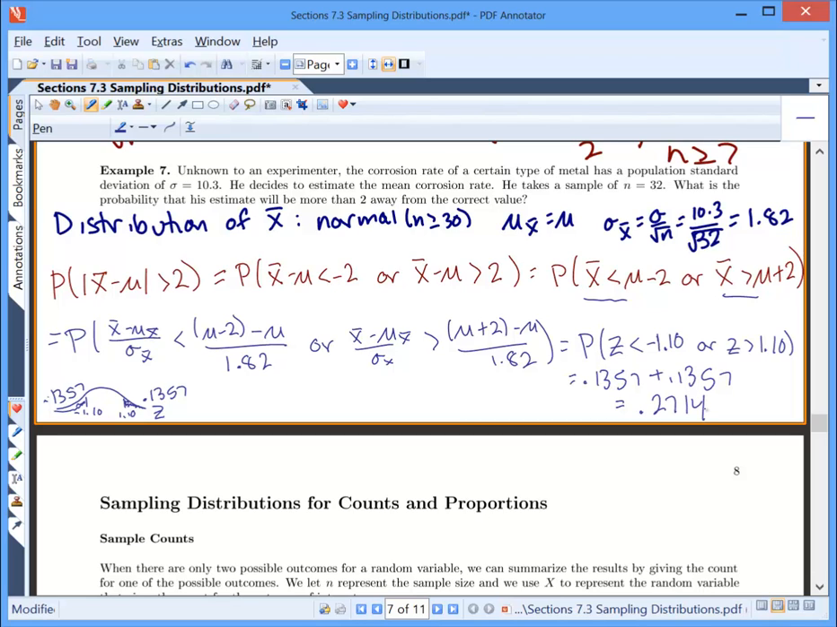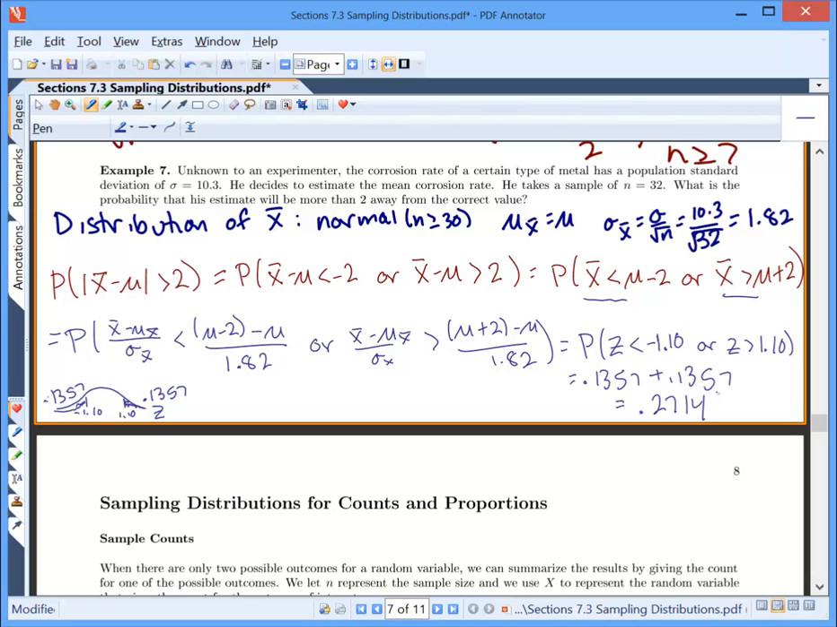So let's think about what this means. He doesn't know what the true value is, but the probability that his estimate is more than 2 away from his correct value is only 27%. If he wanted to make that probability smaller and smaller, so if he wanted to ensure that his estimate is closer and closer to the true value, he could take a larger sample size.